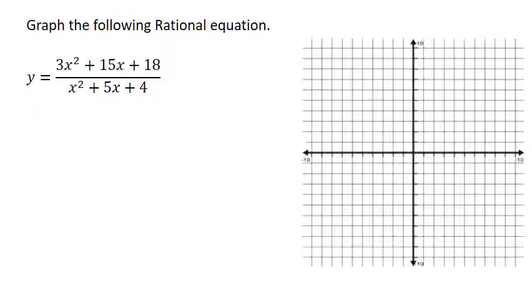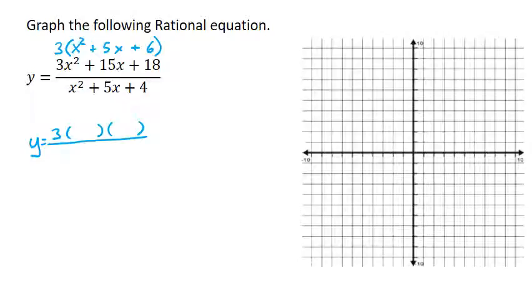To do that, what I'm going to notice is my numerator isn't factorable into the two binomials right away. What I do notice is that every term has a 3 in it. So I'm going to quickly rewrite this as 3 times x squared plus 5x plus 6. I factored a 3 out of each piece. Okay? So now I'm going to put this in factored form. Y is equal to what? 3 times what times what on the numerator?